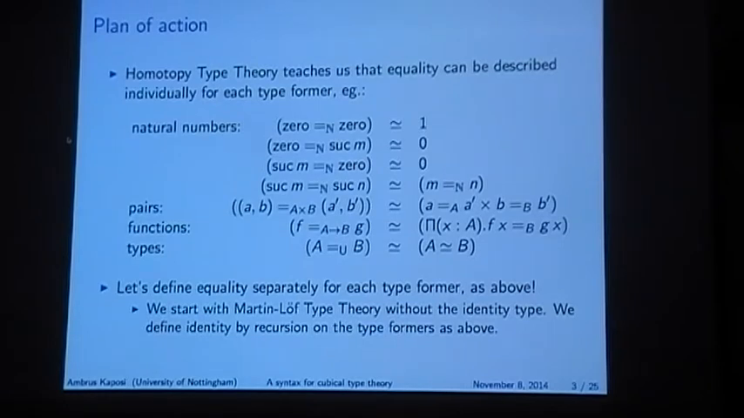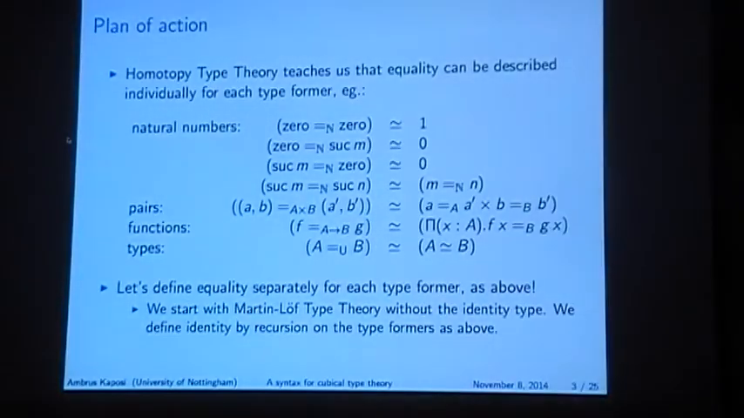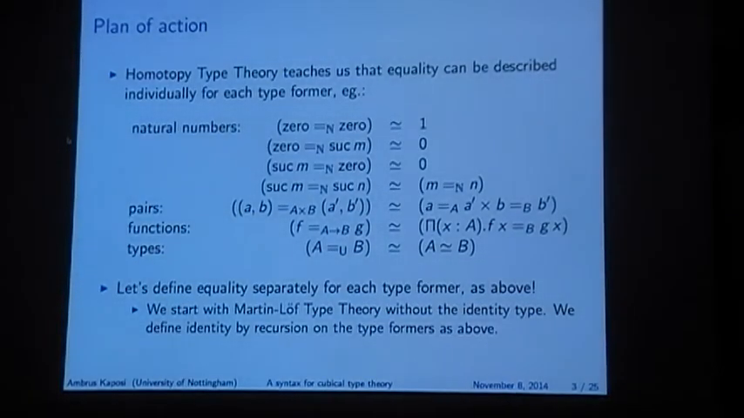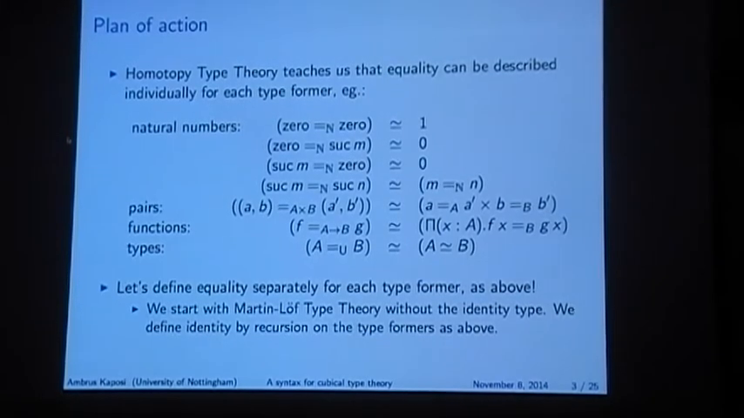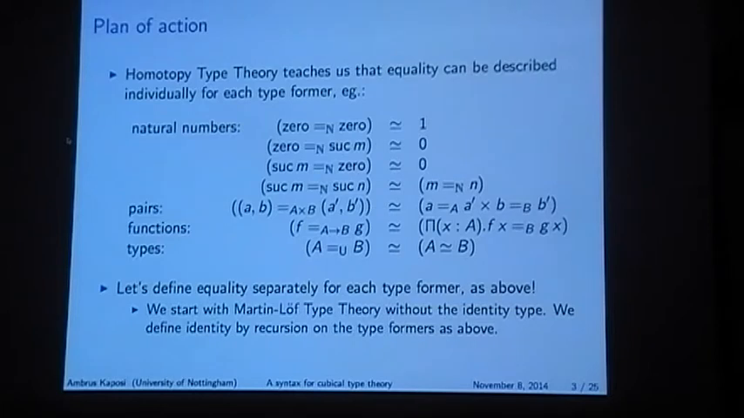So for example, here equality over natural numbers is simply a recursive function which returns either the empty set or a unit. Equality of pairs is equality for both components, right? Equality of functions, extensional equality, and then equality for types is exactly this univalent equivalence here.